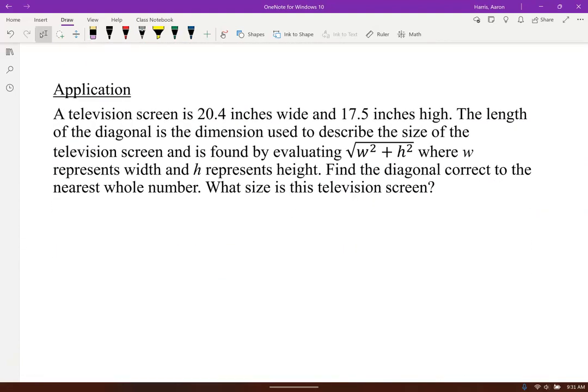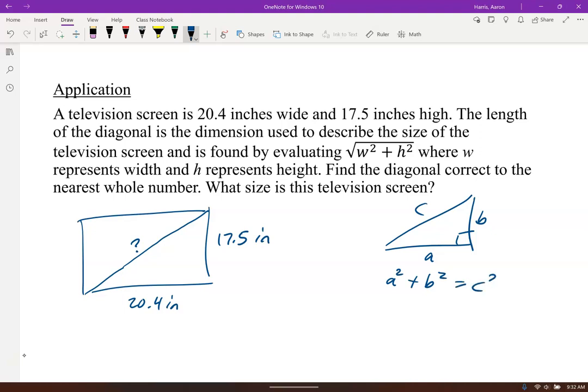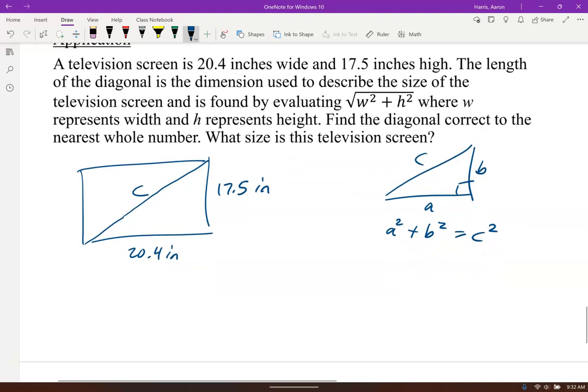Last one. Television screen is, so we got this television screen, 20.4 inches wide, 17.5 inches high. The length of the diagonal is actually the dimension used to describe the size of the television screen. So we want to know that length right there, that diagonal. Right? And do you guys remember the Pythagorean theorem for a right triangle? A, B, C. You remember a squared plus b squared equals c squared? Right? So we're going to use that. Let's call this, instead of a question mark, let's call it C. I'm trying to find C. All right? So 20.4 squared plus 17.5 squared equals c squared.